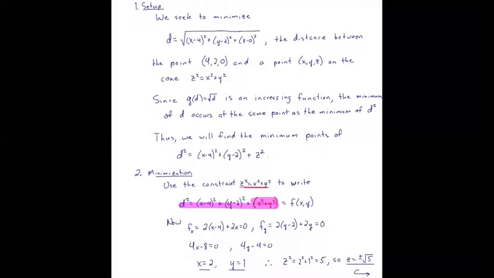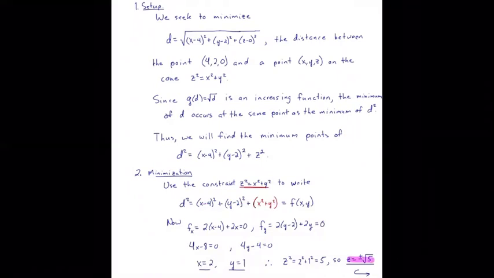And doing so, we take the partial with respect to x to get this expression, partial with respect to y to get this expression, set them both equal to 0. Solve for x, solve for y. We've got x equals 2, y equals 1. Then use the constraint, the fact that the point needs to be on this cone. We plug in 2 for x, 1 for y. 2 squared plus 1 squared is 5. z squared equals 5, so z is equal to plus or minus the square root of 5. That leaves us right here.